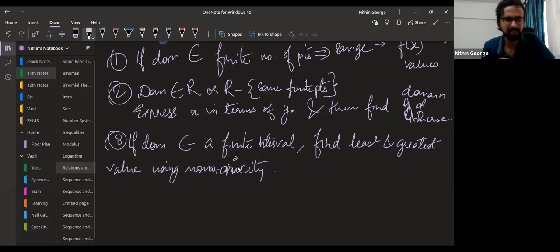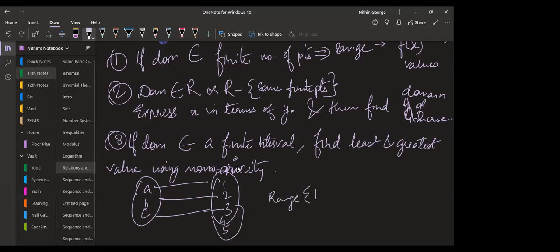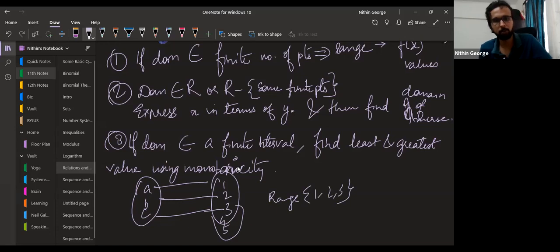Is that somewhat clear? Like, suppose the domain is A, B, C. And range is, okay, like this. So what is the range here? How do you find the range? 1, 2, and 3. Yeah. So the domain is that. Like this is some function defined from this set to this set. Okay. So f of A will be 1. f of B will be 2. f of C will be 3. So the range is 1, 2, 3. That's it. That's the first point.